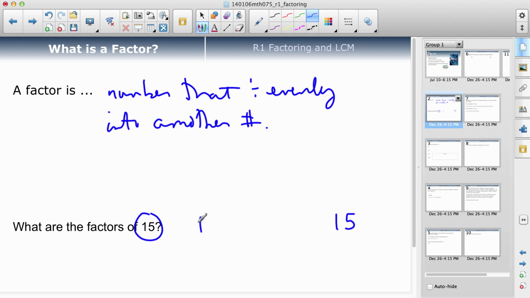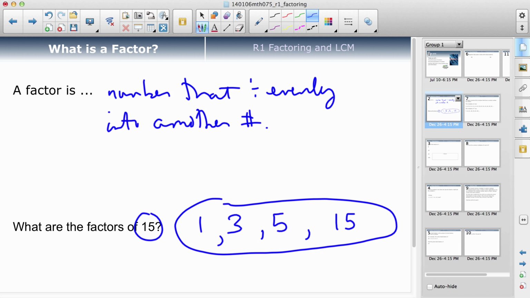Notice that the factors typically match like that. Another one, 3. 3 would divide evenly into 15. And how many 3s? It would take 5 of them. So 5 is another factor because it divides evenly into 15. Are there any others? 2? No. 4? No. 8? No. I think those are the ones. So those are factors of 15.